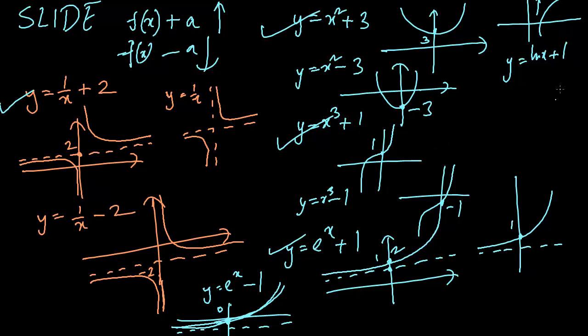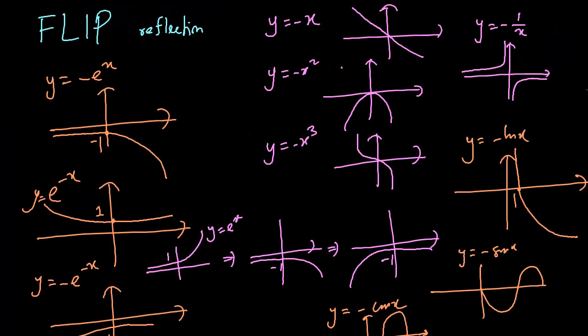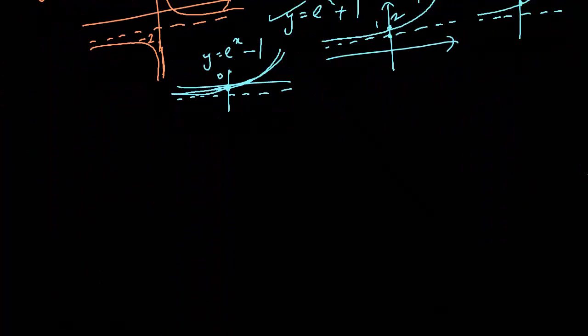Now there's another type of slide. So far I showed you a vertical slide. There is a horizontal slide over here, like this.